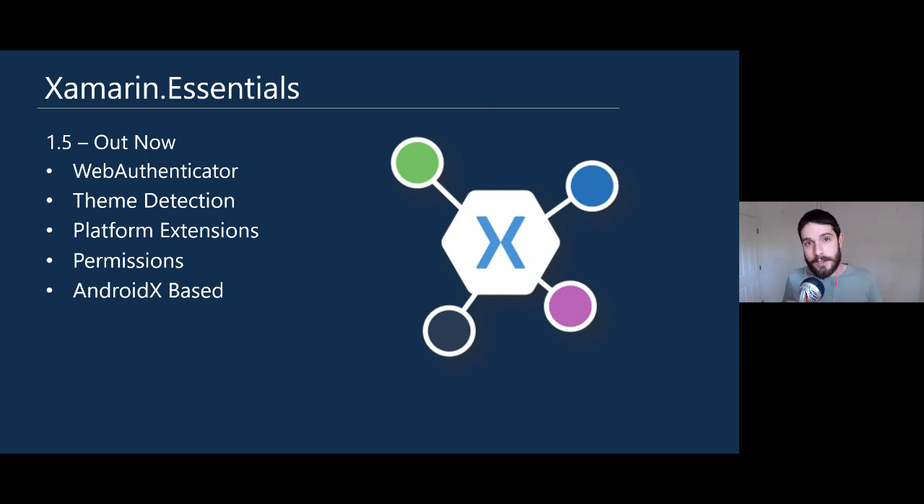But it added a bunch of stuff in there, like theme detection, permissions, more platform extensions, and a full cross-platform web authenticator, so you can do OAuth sign-in from a single line of code. And that's really cool in your mobile app. And then you can easily add that backend to an ASP.NET Core application, which is really, really awesome.